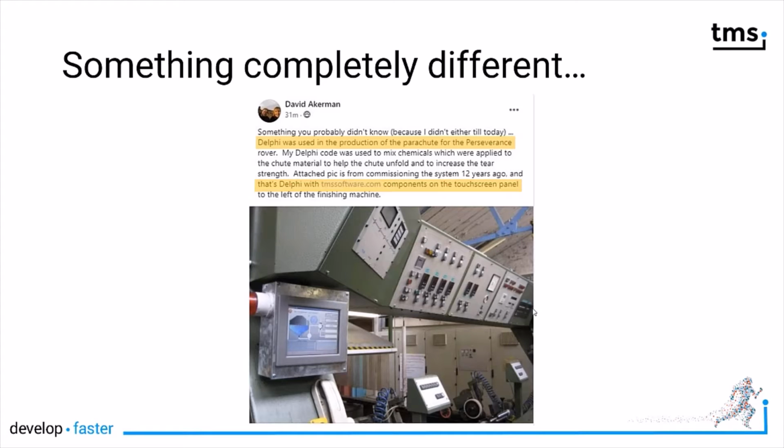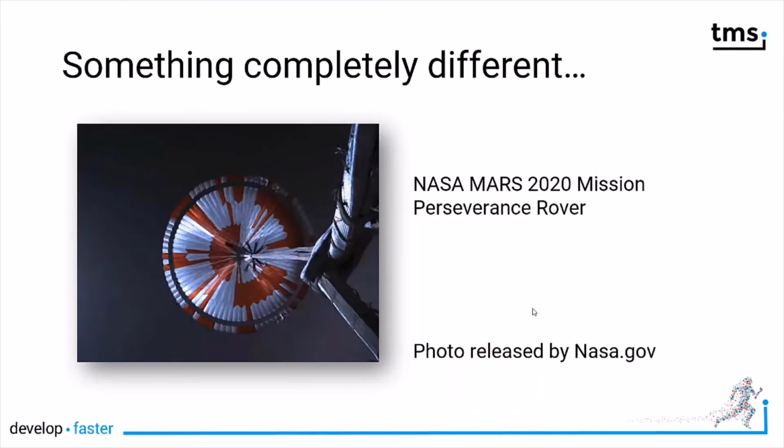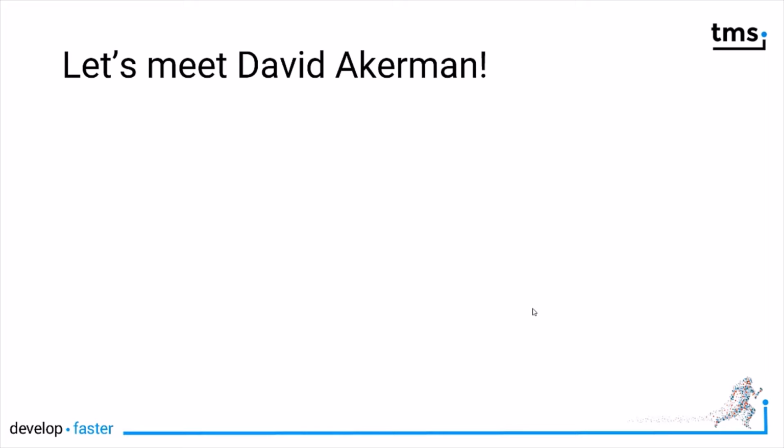So as it says in this post, Delphi was used in the production of the parachute of the Mars rover. And you might not know what the Mars rover is if you're living under a rock right now, because it's being reported all over the world. So here you see the parachute on top of the Mars rover while it lands on the planet Mars. So without further ado, let's talk to David so he can give us all the details. And from what I heard, this has not been the only project that took Delphi programming out of this world. I'm quite sure David will give us a few details on that.